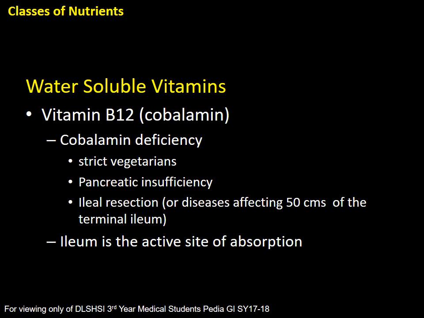Let us proceed with your water-soluble vitamins. Vitamin B12, cobalamin deficiency, may develop from those with a strict vegetarian diet because meat is one primary source of your cobalamin. Those with pancreatic insufficiency are also prone to this deficiency, and those with ileal resection because active absorption only takes place in your ileum.